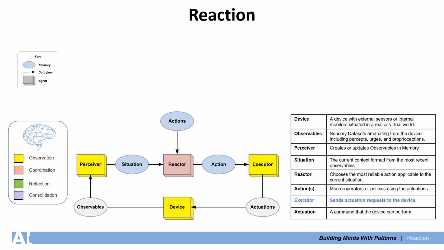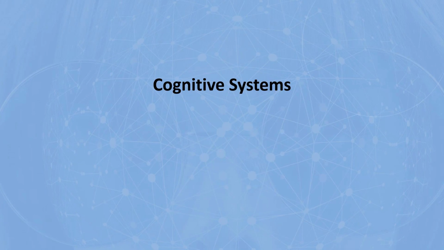The executor is responsible for taking an action and sending the actuations to the device. An actuation is an instruction or command that the device can perform. If the device attempts the actuation, it sends back a proprioceptive observable, indicating whether the actuation was in fact executed. That way, the system can track the reliability of the action. Forces for using the reaction pattern include the need for the system to perform in real time.